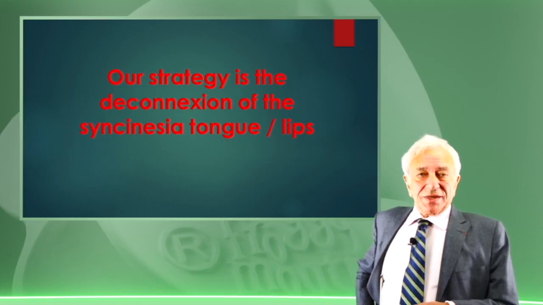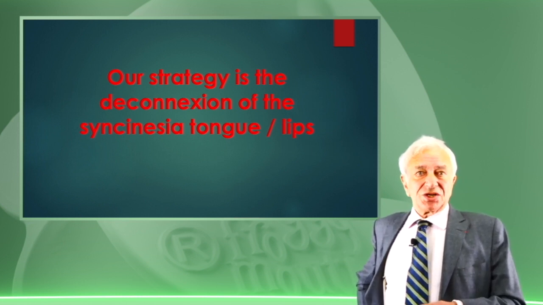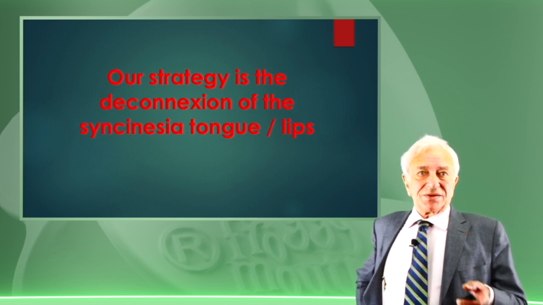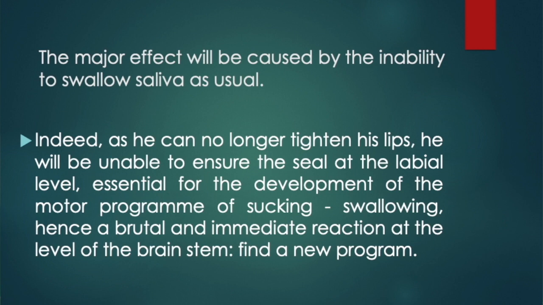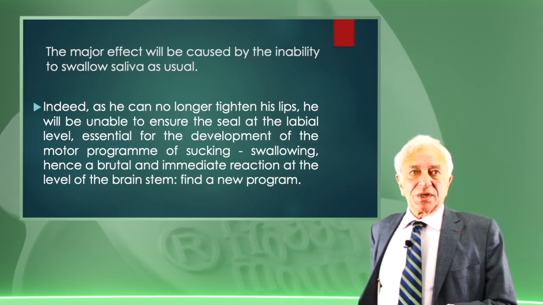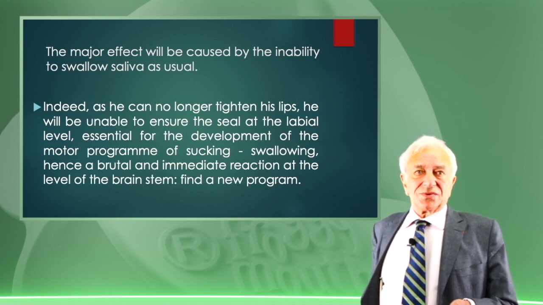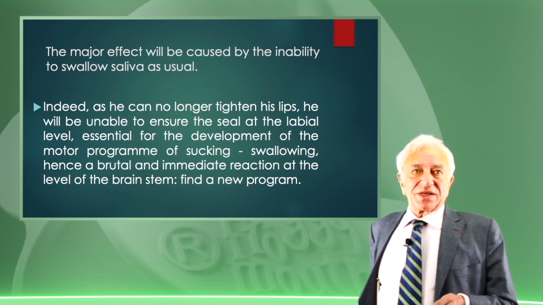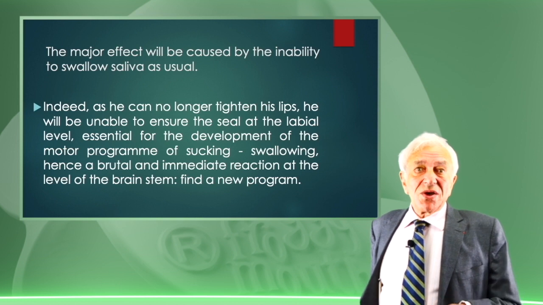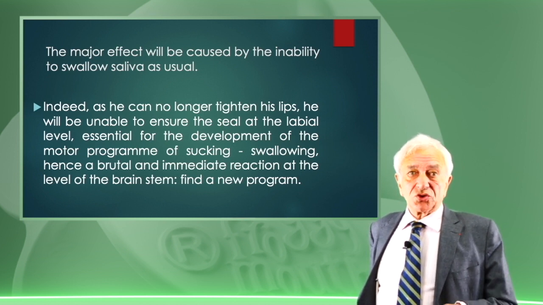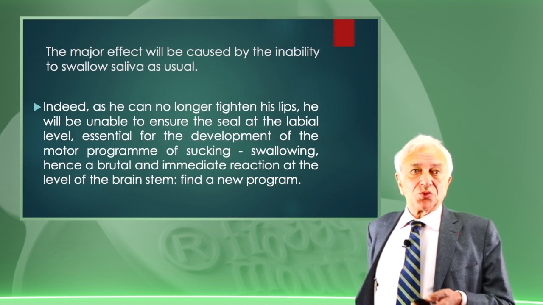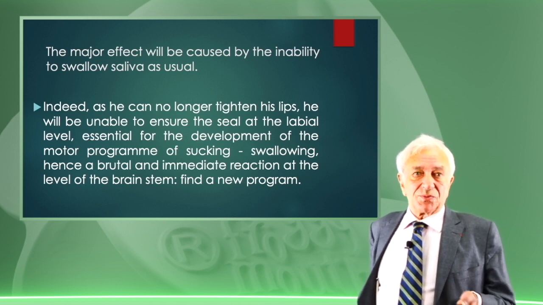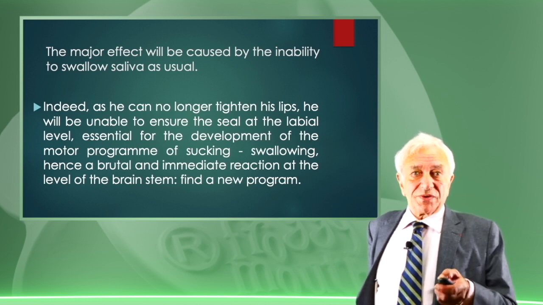And our strategy is to use the disconnection of the synapse between the tongue and the lips. The major effect will be caused by the inability to swallow saliva as usual. Indeed, as the child can no longer extend his lips, he will be unable to achieve the seal at the labial level, which is essential for the development of a motor program of sucking and swallowing. And you will have an intense, brutal and immediate reaction at the level of the brainstem: I must find a new program very quickly.